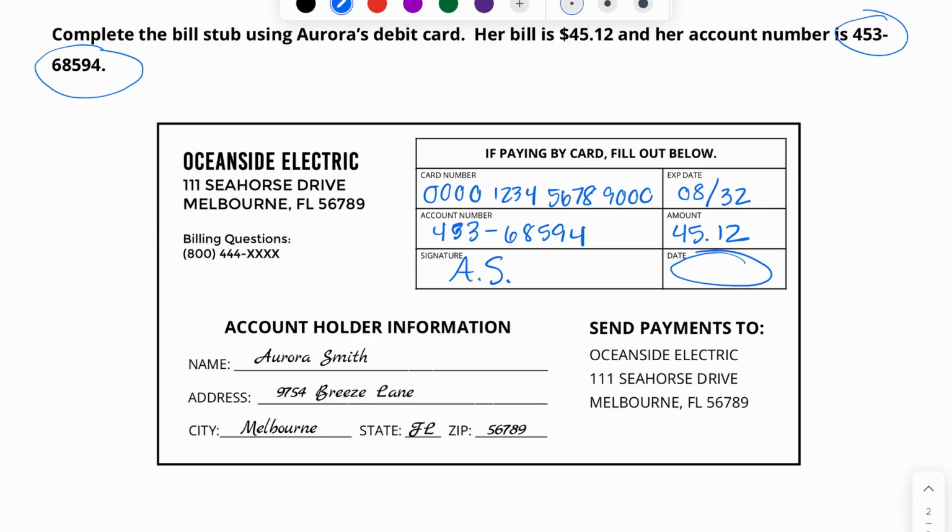Okay, this brings me to the end of the lesson. I hope this helped your understanding of tracking your spending and writing checks and paying bills in order to help you follow a good budget.